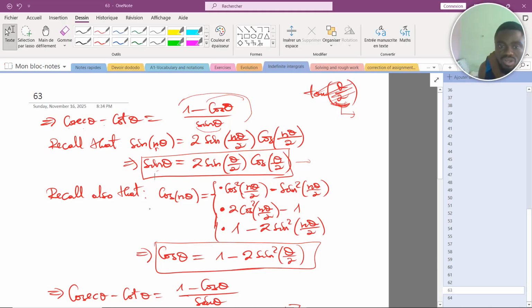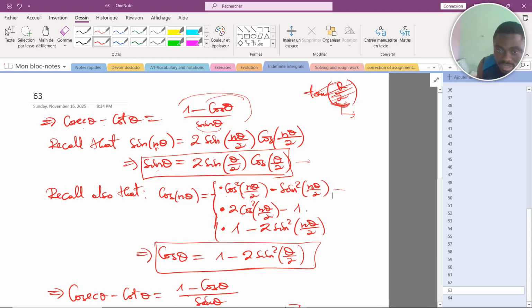Now, I'll recall also for cos nθ. I gave these 3 formulas. cos nθ is equal to cos²(nθ/2) minus sin²(nθ/2), or it can be equal to 2 cos²(nθ/2) minus 1, or it can still be equal to 1 minus 2 sin²(nθ/2). Now, the question is, which formula am I going to use?